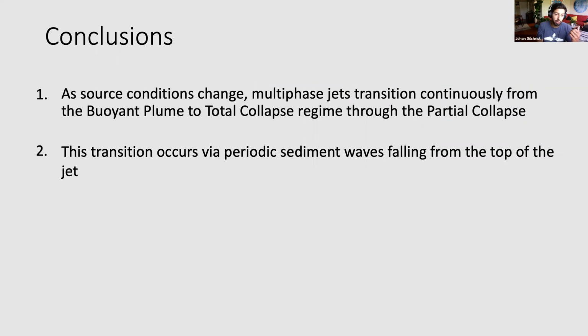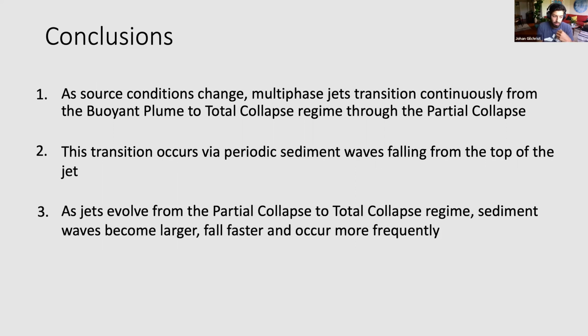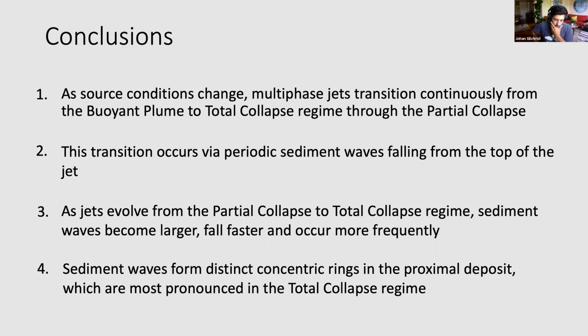This transition is occurring in our experiments primarily through the dynamics of these sediment waves, which we have shown to be periodic. I showed this in my AGU talk and can show some figures from this at the end here. And these seem to fall from the top of the jet, so the overshoot region or level of neutral buoyancy. And then as jets evolve from the partial collapse to total collapse regime, as we vary the source conditions among these regimes, the sediment waves become larger, they fall faster and occur more frequently. And in the total collapse regime, the concentric rings or terraces that we see are most pronounced, whereas in the partial collapse regime, they are less distinct.